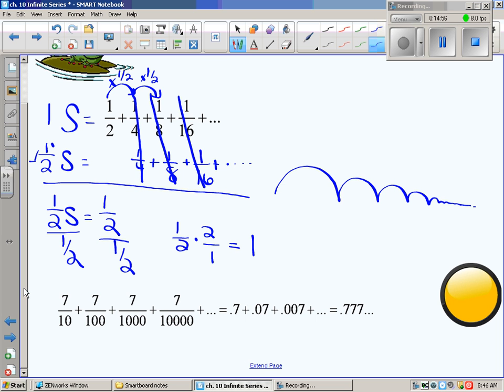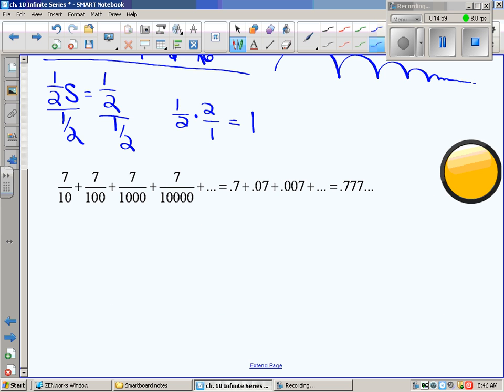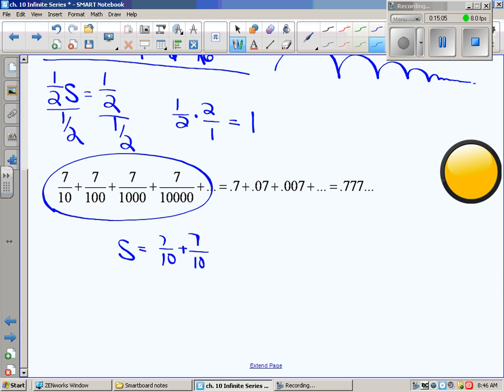Let's see another way of proof about this. Let's do it in the fraction form. So let's say S equals 7/10, 7/100, 7/1000, and on and on and on. The first question you have to ask is, what's the pattern between the fractions? What are you multiplying by in between? How do I get from 7/10 to 7/100? 1/10.